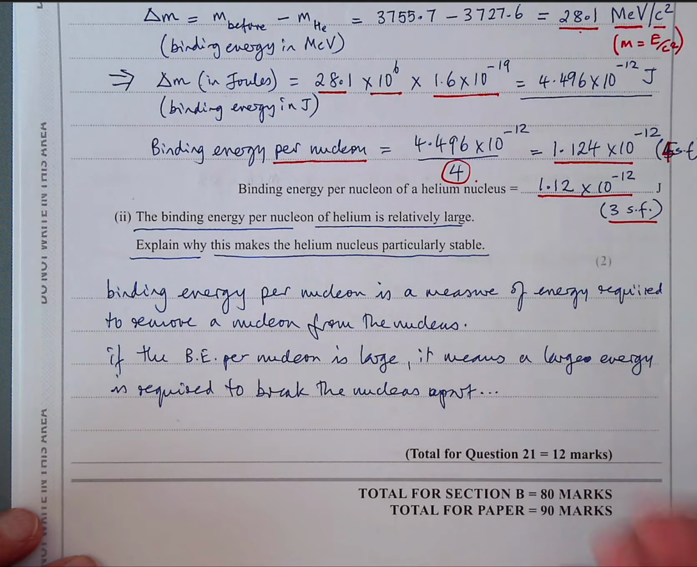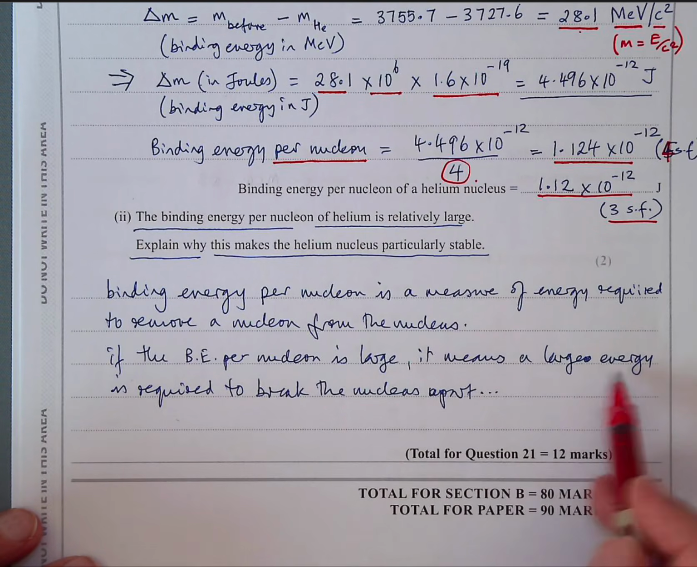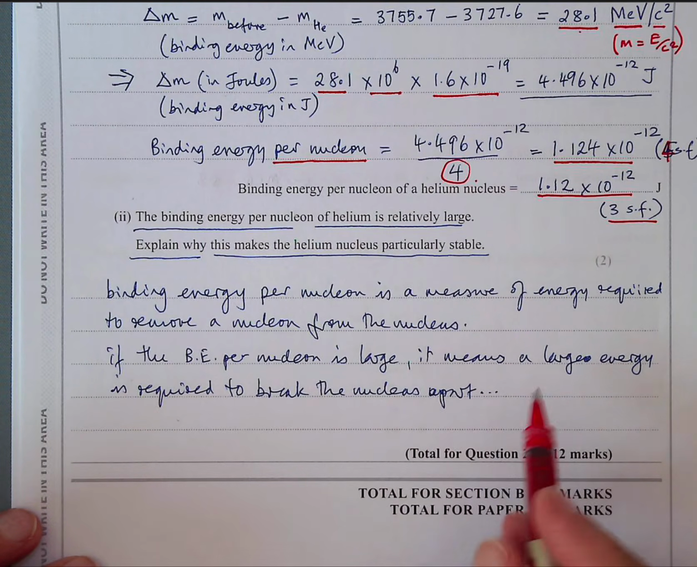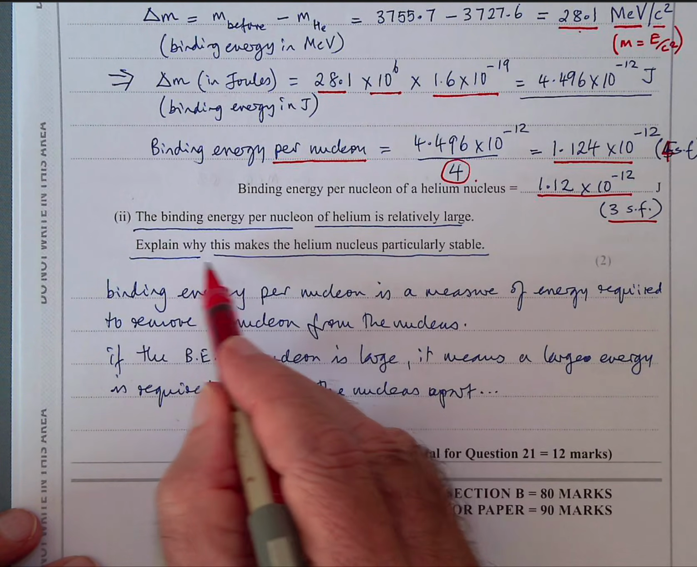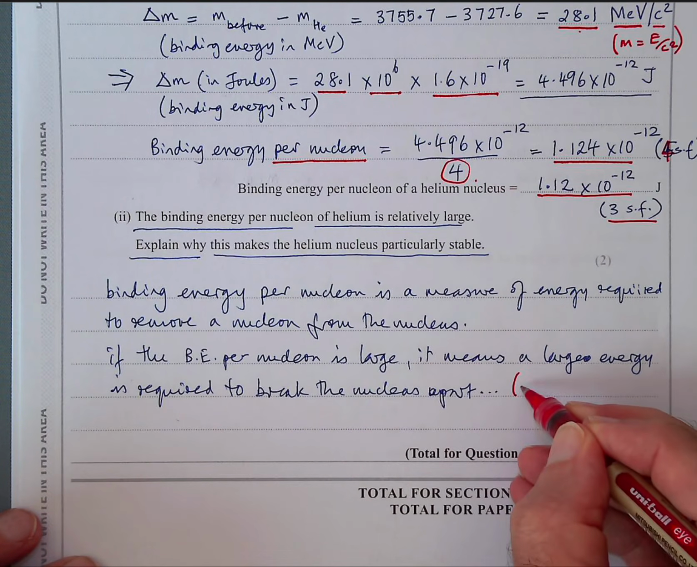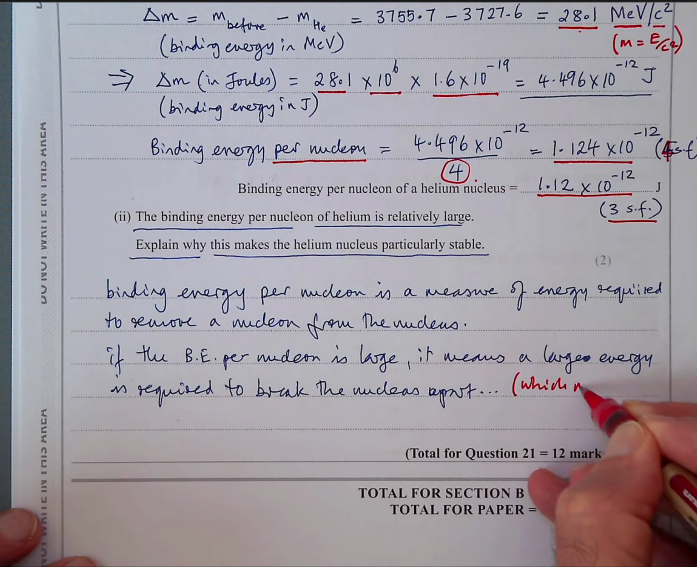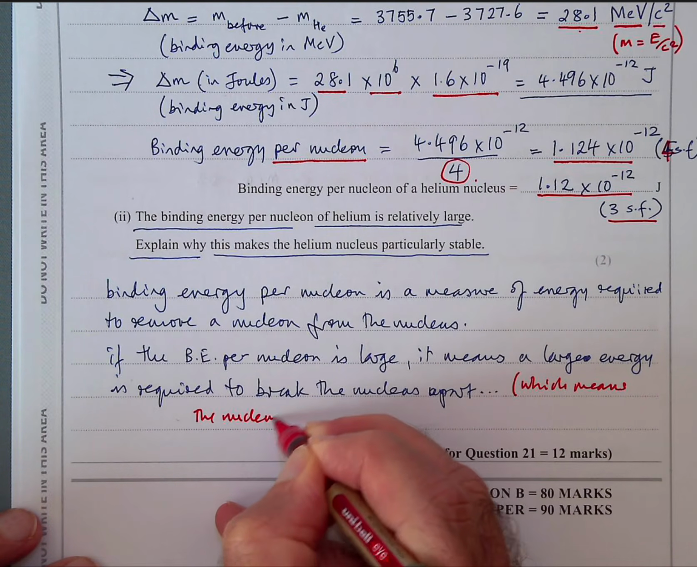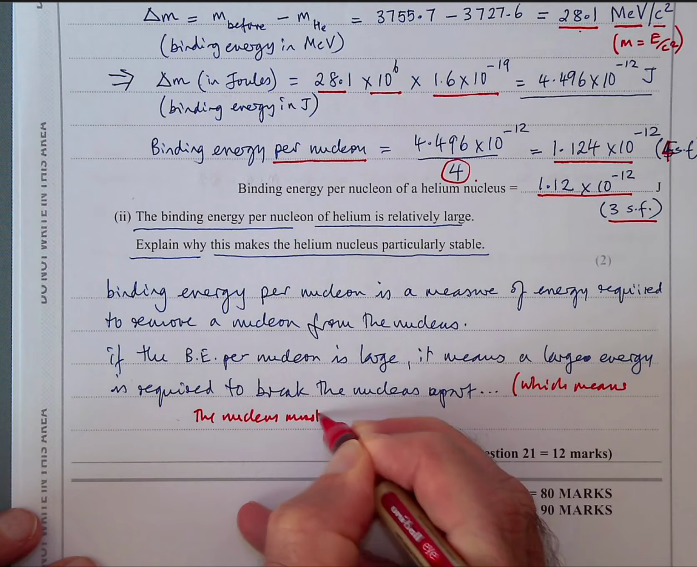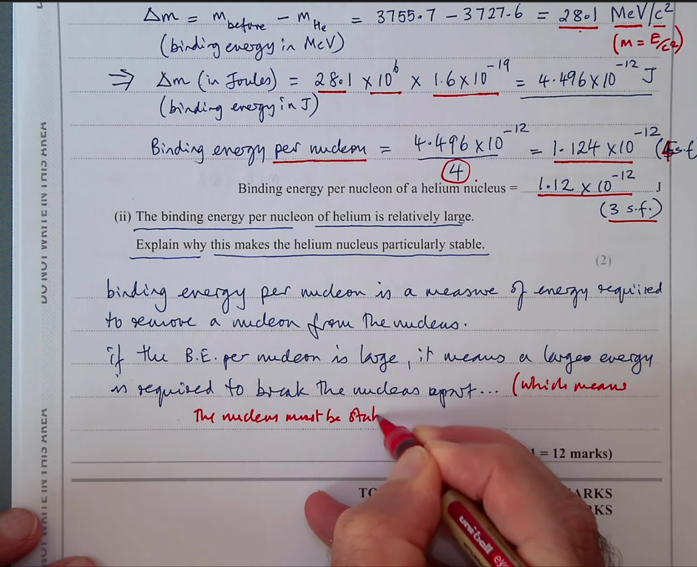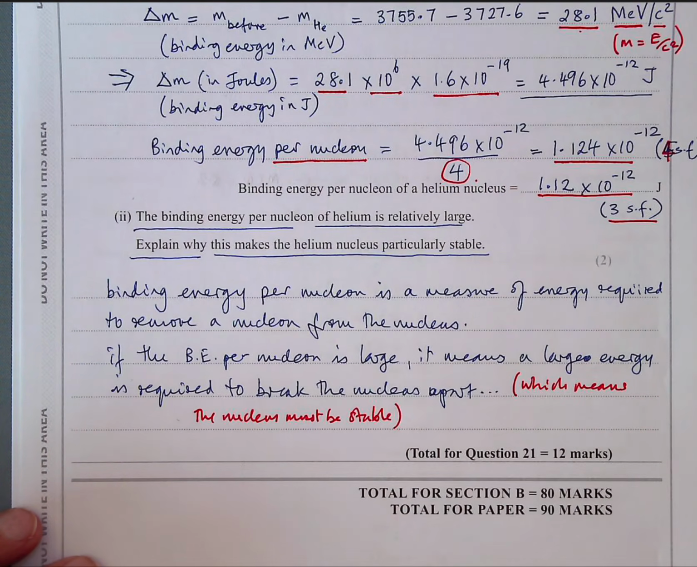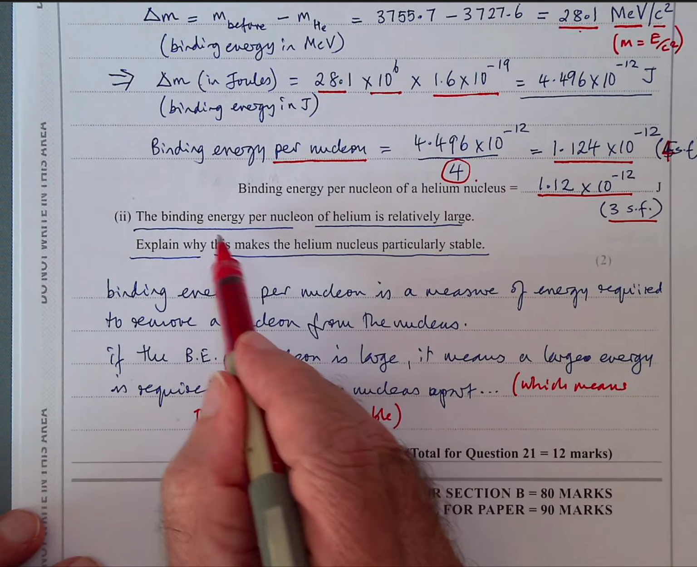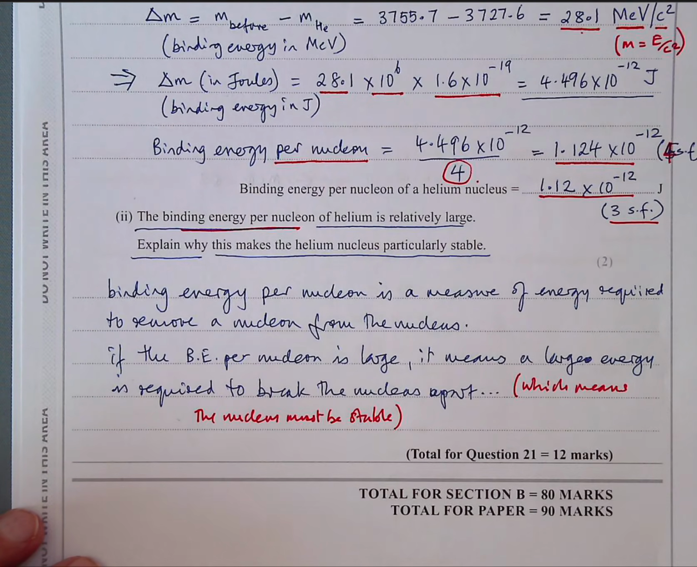Okay, so helium is going to hold on to it tight. If the binding energy per nucleon is large, it means a large energy is required to break the nucleus apart. Yeah, which may explain why this makes it stable, which means the nucleus must be stable. Okay, the harder it is to remove the nucleon, which is the binding energy per nucleon, the more stable it must be.